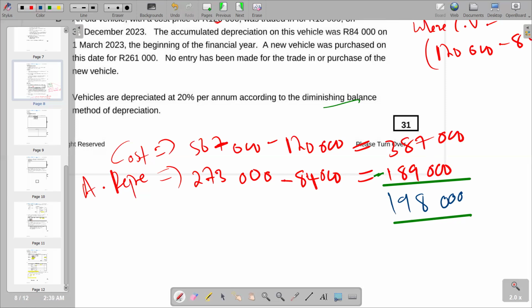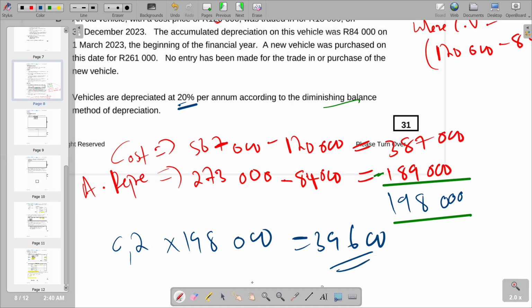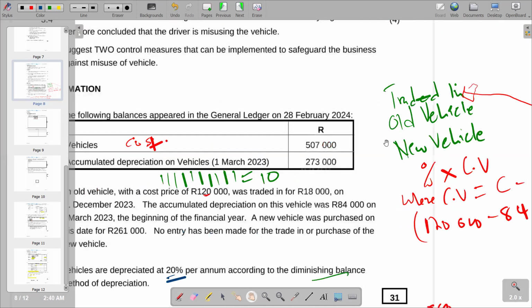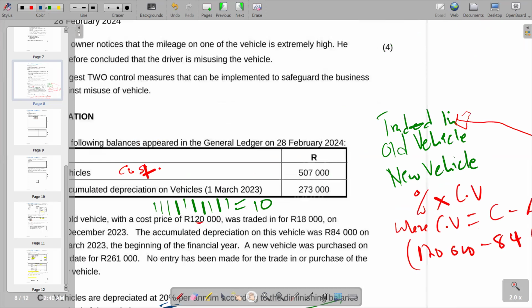So from this 198,000, we are now going to say 20%. Remember, we've got 20%. So you're going to say 0.2, which is our 20% as a decimal, multiplied by 198,000, and we are going to get 39,600. So this is the depreciation of the old vehicles that were there. So we calculated the second one. So already we have calculated the first one and the second one.